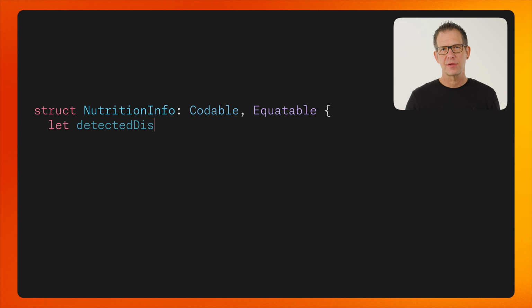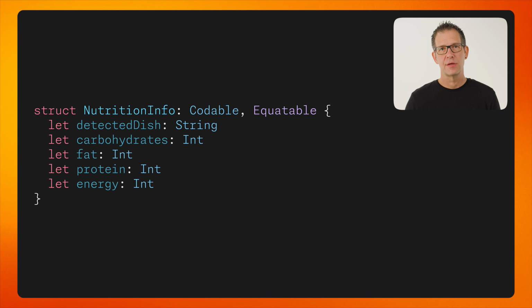In my app, I don't want a wall of text describing the food. I want a screen that is easy to glance at, with the name of the detected food, its total calories, and a breakdown of the macros like protein, carbs, and fat. I've defined a Swift struct called NutritionInfo. It conforms to Codable and has properties for all the properties we can see on screen.